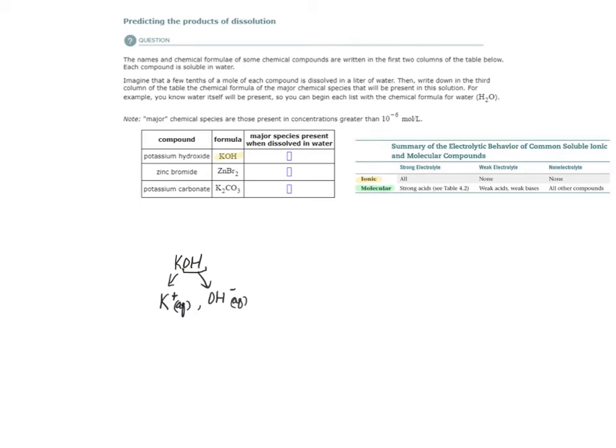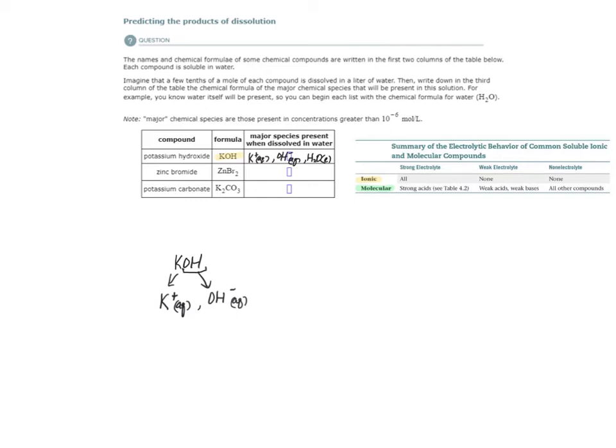So if I'm going to answer this one, it would be K+ aqueous to show that it is dissolved. We have hydroxide with anions, and we also want to indicate the charge. And then we have water molecules there as the solvent.